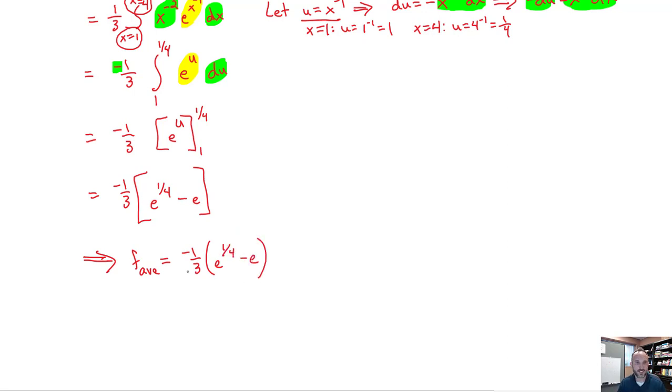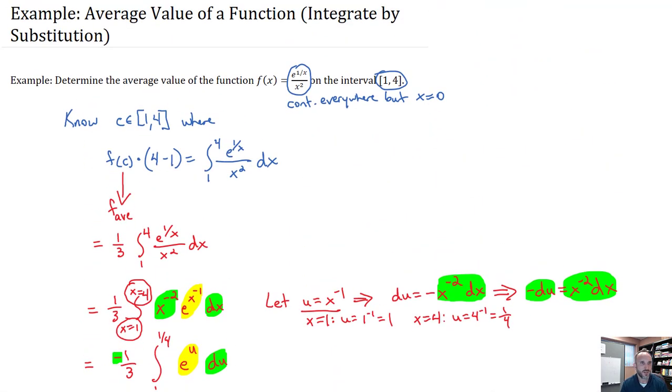Now, if you want, you could approximate this to see what number we get. And let me grab my calculator here so I can do that real quick. So -1/3 times e to the 1/4 minus e. It looks like it's about 0.478, just to give you an idea. Okay? That's the approximate average value of this function. That's the approximate average height of this f of x function from 1 to 4.